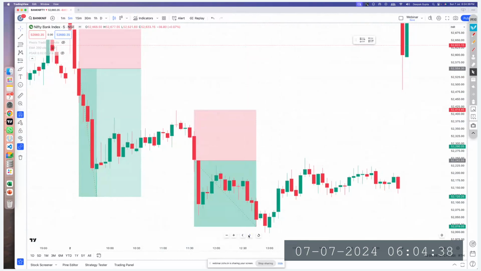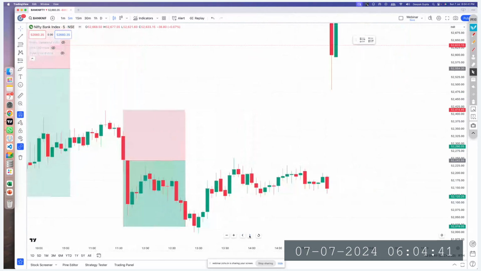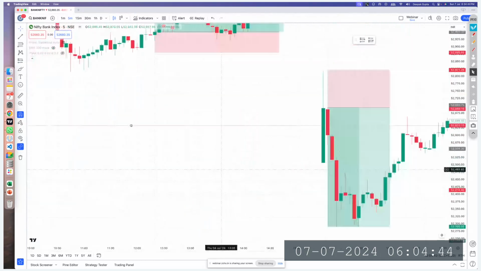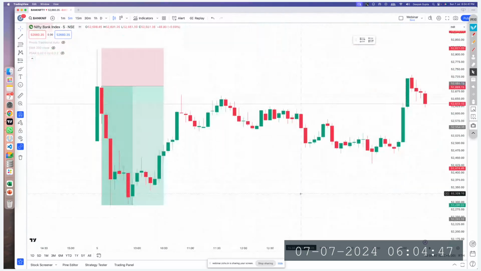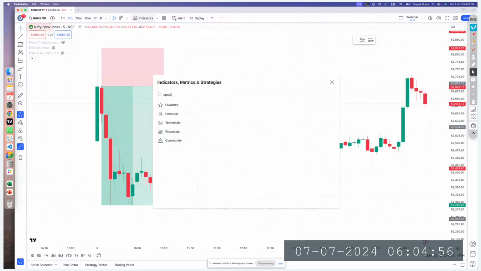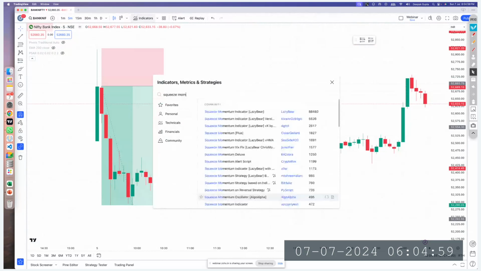In order to make it more accurate, what we can do is add another indicator here, which is the best of the lot. The name of that indicator is squeeze momentum. So just go to the indicators tab and type squeeze momentum and select this one, the first one. Squeeze momentum by developer called Lazy Bear, which is being used by almost around 89,000 people.